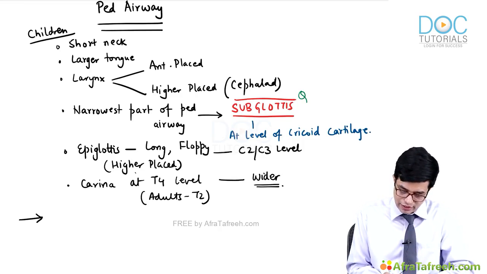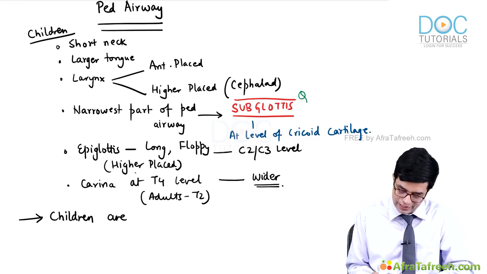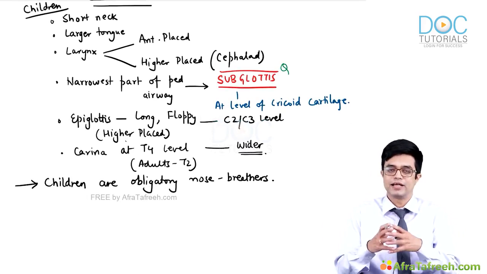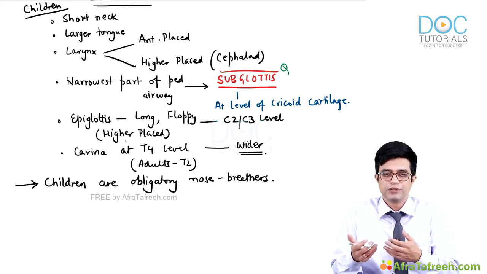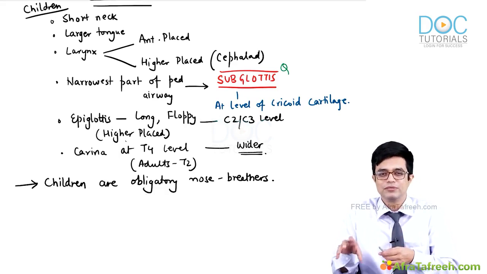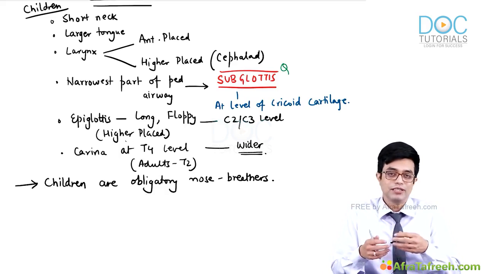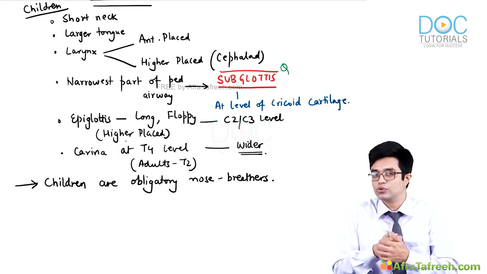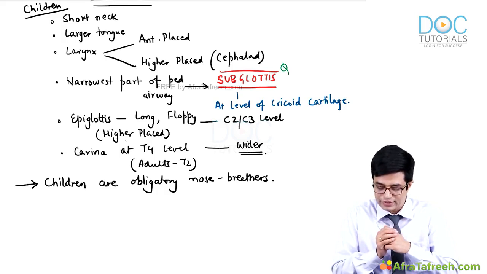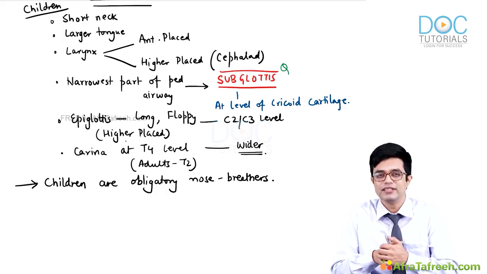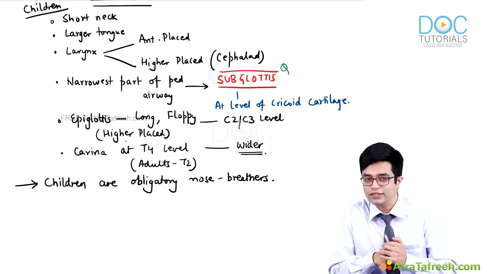First thing, children are obligatory nose breathers. This is regarding the pattern of breathing. The anatomy part we have already done. Children are obligatory nose breathers. That means they do not breathe from the mouth unless some maneuver makes them do it. Young children particularly will get choked, but they will not breathe from the mouth unless they are made to do so. So they are considered to be obligatory nose breathers, and that is why bilateral nasal obstruction due to any reason can be a very problematic thing in these children.